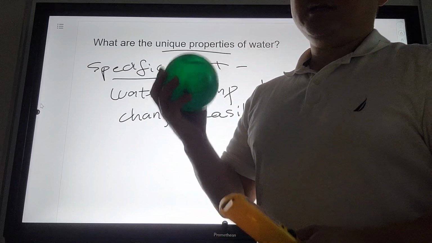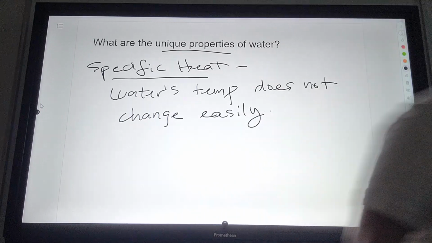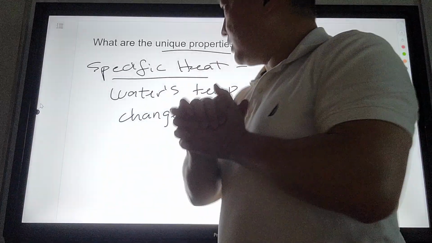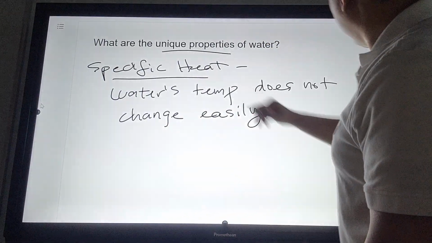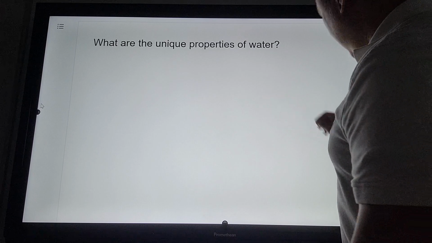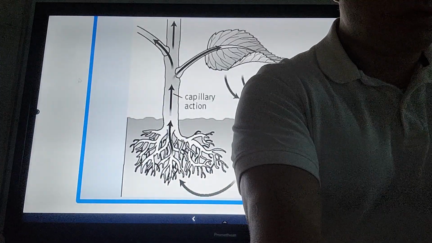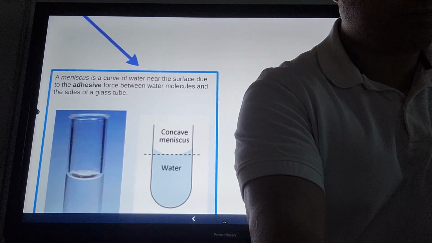So that's another reason water is key to supporting life. All right, so that's specific heat, and let me give you an example. Actually, another example of how this applies to living things.